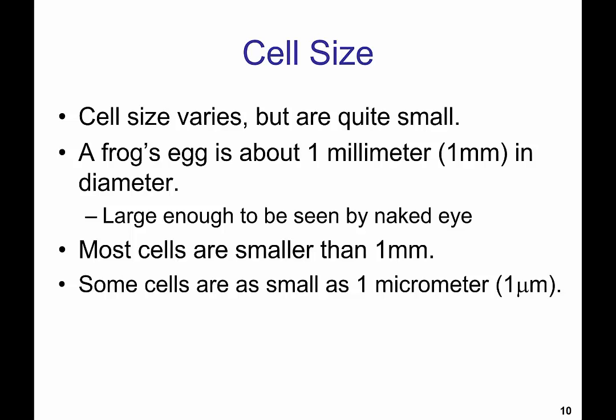Is there really a limit to cell size? You might not think so at first, but cells, by and large, are quite small. A frog's egg is about 1 millimeter in diameter, which is large enough to be seen by the naked eye. Most cells are going to be smaller than that. Some cells are as small as 1 micrometer. That's 1/1,000,000th of a meter.